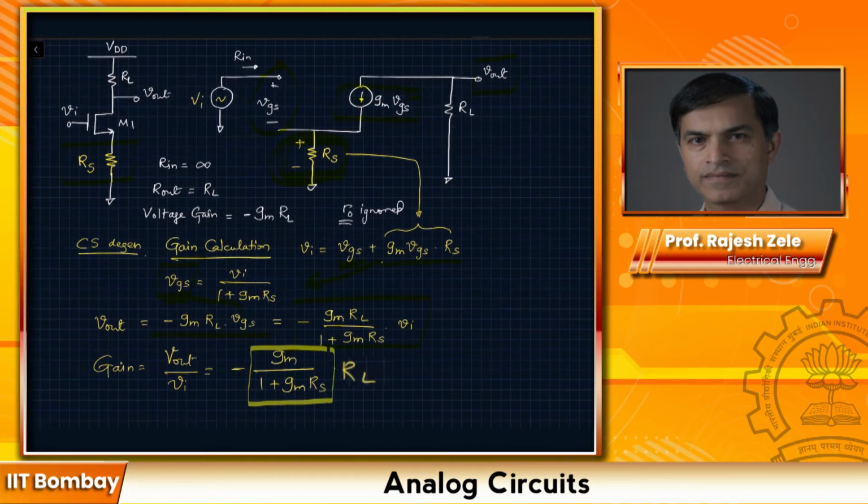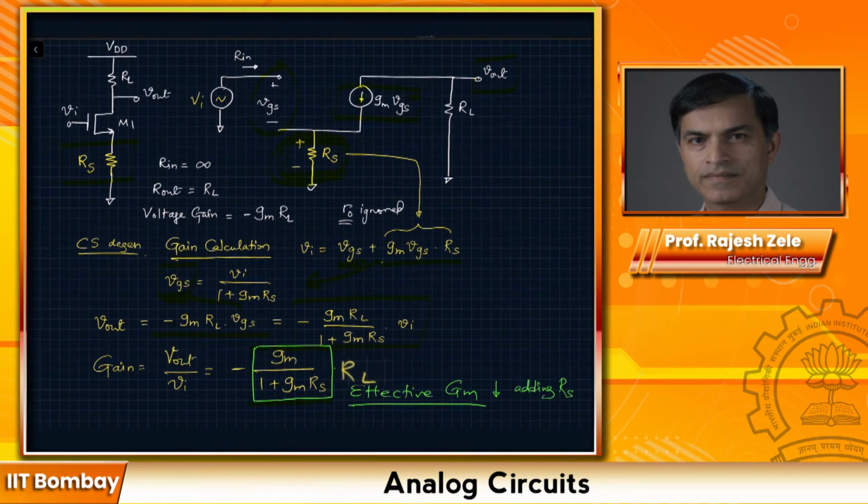This is your effective Gm, and you can see that the effective Gm of the transistor has now reduced by 1 plus Gm Rs. So this is your effective Gm. So this reduces by adding Rs.